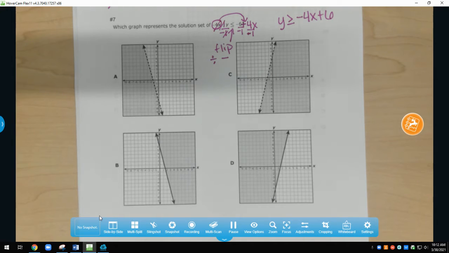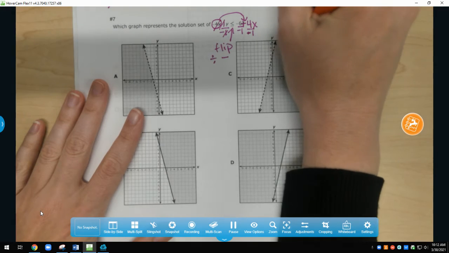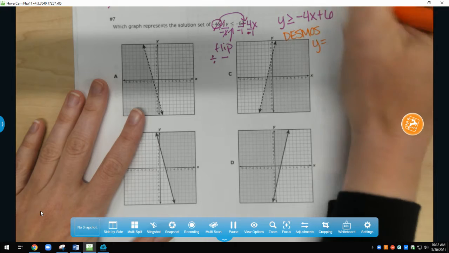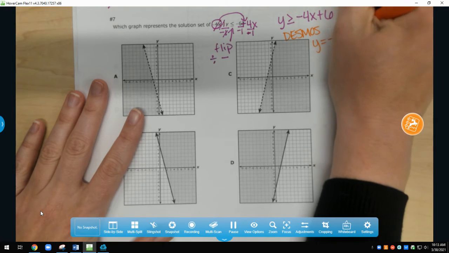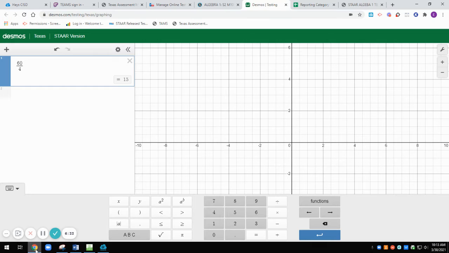Okay, so we can go ahead and put that line in Desmos. Remember, when we put this in Desmos, it's not going to let us do the inequality. So we have to do y equals negative 4x plus 6.